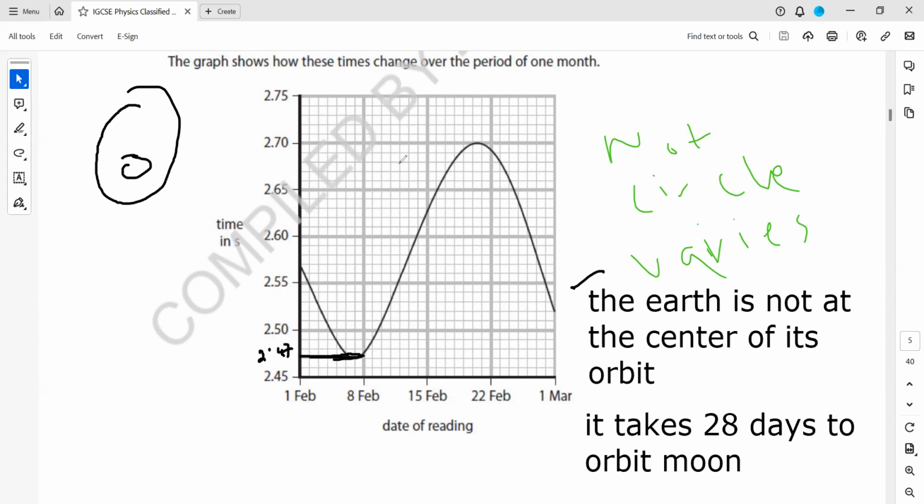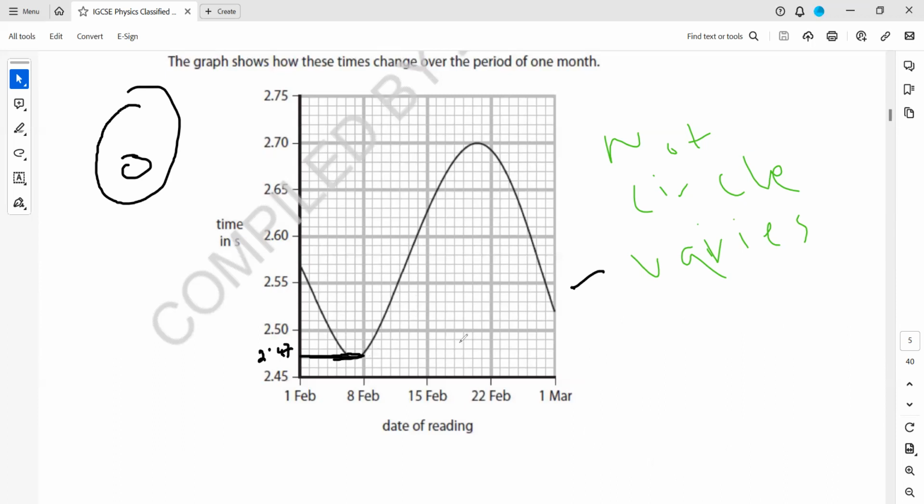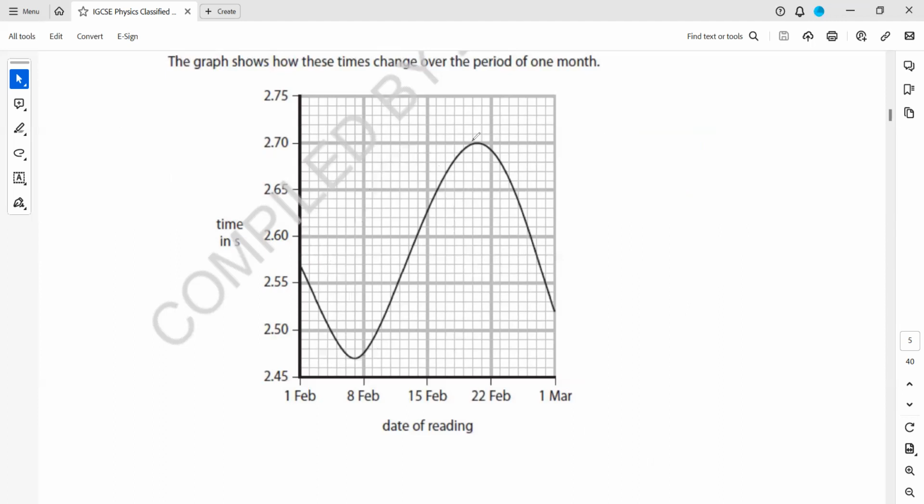And about 28 days is the orbital time for the moon that you can mention. But from this figure, it's hard to conclude that because we don't have a full cycle. If I had a graph like this, then I could say that the orbital time is 28 days, according to the graph.